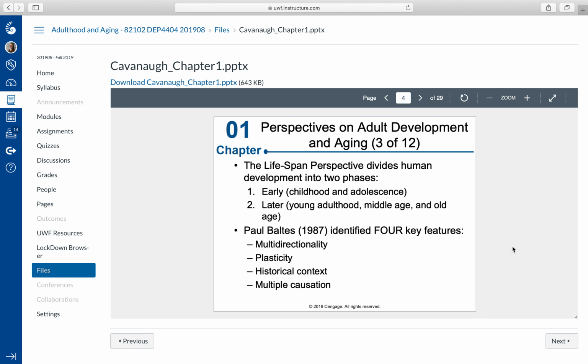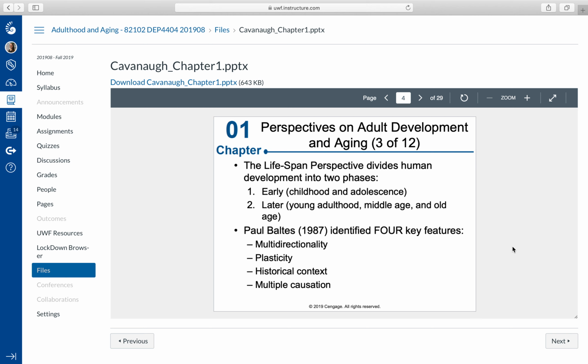The second feature is plasticity. Your capacity to learn, your rate of decline, your rate of growth, it's not predetermined, right? It's not concrete. It can change. Skills can be acquired. You become faster at some things. As you age, well into old age, you're still able to adapt and grow because your brain is plastic.